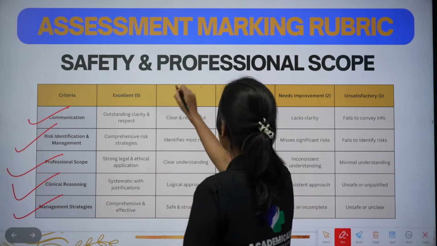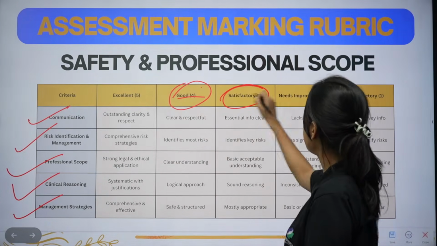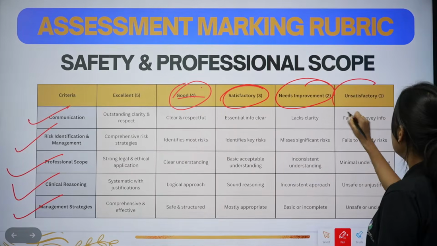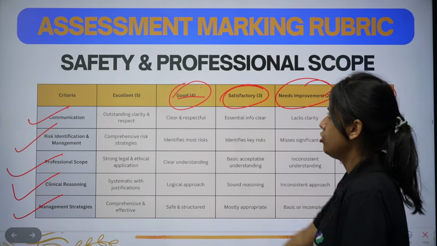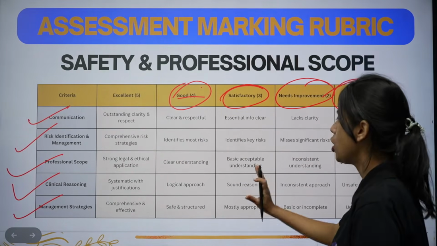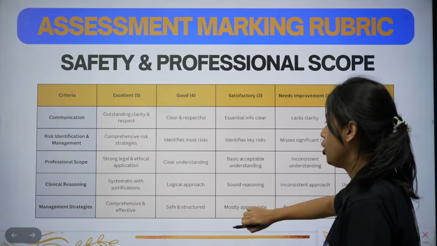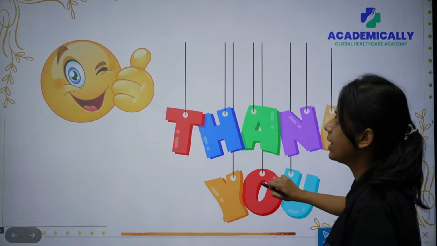If your answer is good, you get a score of 4. Satisfactory is 3, needs improvement is 2, and 1 for unsatisfactory. So these are the professional scopes on which you will be marked. Your marking will be done like that. So this was all about the capability assessment, guys.